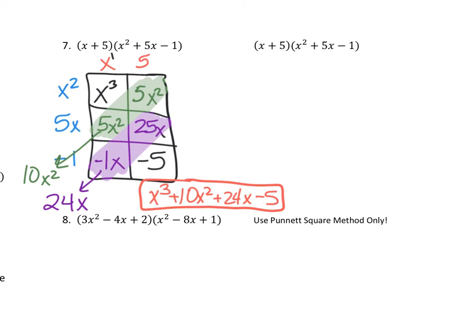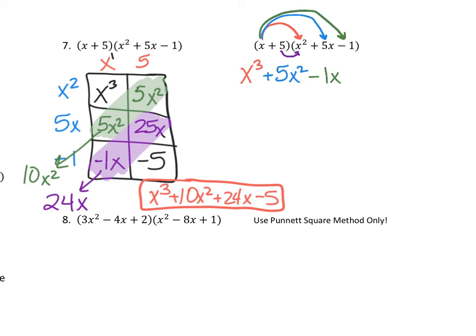But if we work this way, we're going to have x times x squared. What is x times x squared? X to the power of 3. We have x times 5x, 5x squared. We have x times negative 1, which is negative x. That's the first distribution. But I have to do this all again, distributing which number this time? The 5. 5 times x squared is 5x squared.